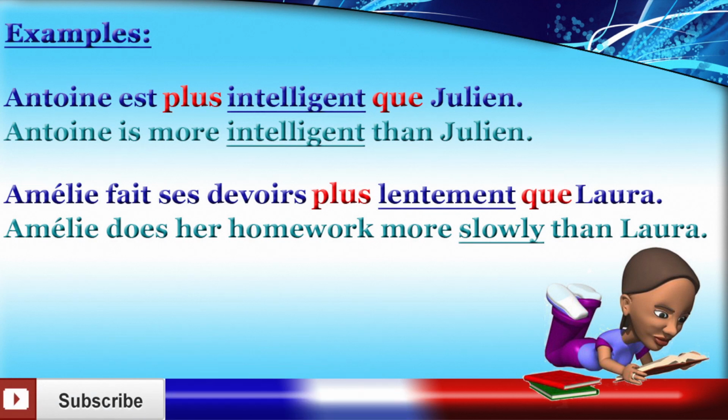For example, Antoine est plus intelligent que Julien. Antoine is more intelligent than Julien. As you can see, plus is placed before the adjective intelligent and que is placed immediately after it. You might have heard as well that I pronounce the S in plus as if it was a Z, whereas it's usually silent. This is called liaison and happens when the following word starts with a vowel.